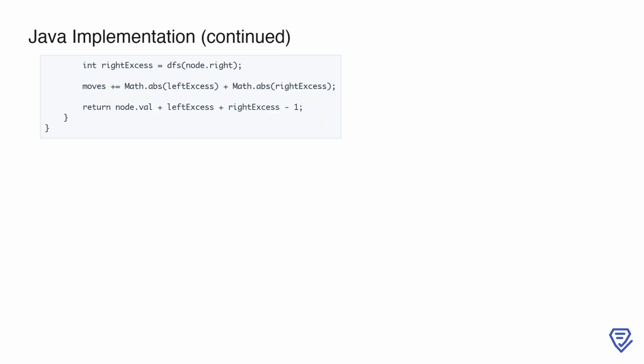Now, within the DFS method, we calculate the excess coins from the left and right child nodes by recursively calling DFS on node.left and node.right. The moves variable is then updated by adding the absolute values of left excess and right excess. This step accounts for the total number of moves required to transfer excess coins from child nodes to the current node or vice versa. Finally, the method returns the overall excess or deficit of coins at the current node, which is calculated as the node's value plus the excess coins from its left and right children, minus 1. The -1 is because each node needs to retain exactly one coin for itself. This return value is used to propagate the coin balance up the tree as the recursion unwinds.